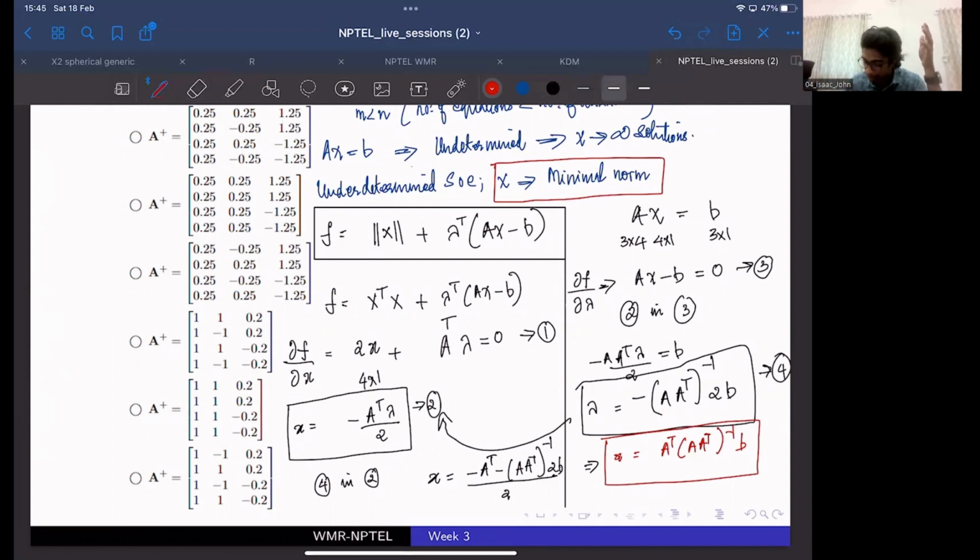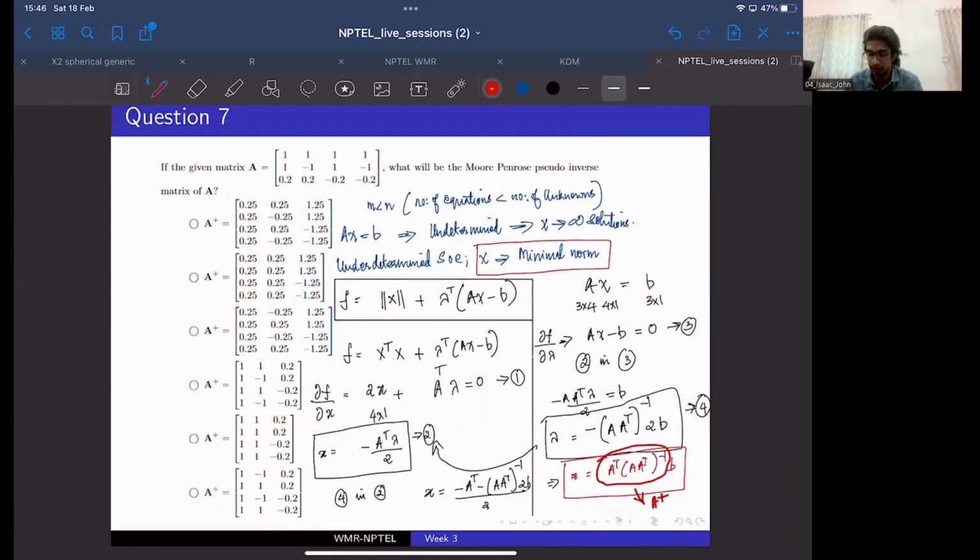And over here is what you have, a pseudo inverse. In this regard, for underdetermined systems, you would have something called the right pseudo inverse. Based on the minimal norm approximation, your right pseudo inverse is A transpose (A A transpose) whole inverse. This is your right pseudo inverse as per the minimal norm optimization.